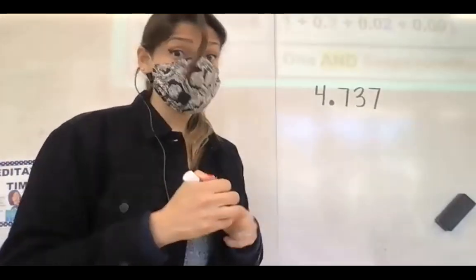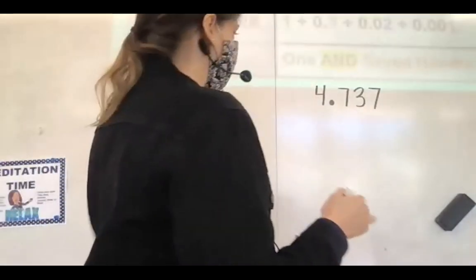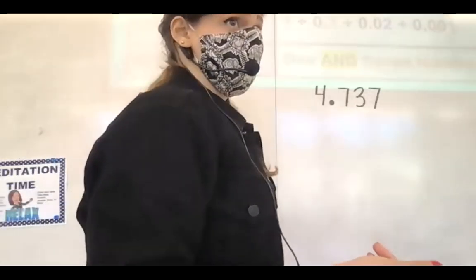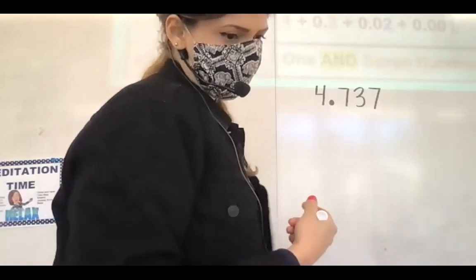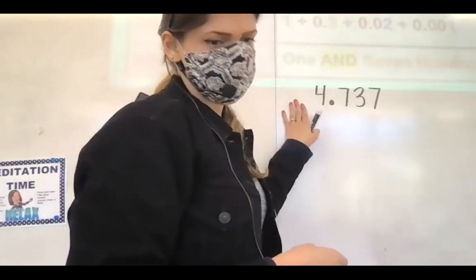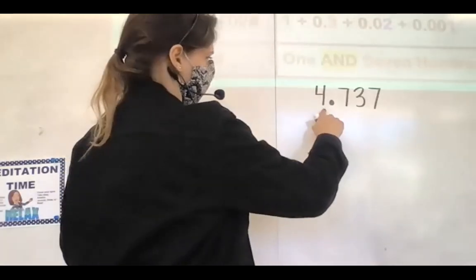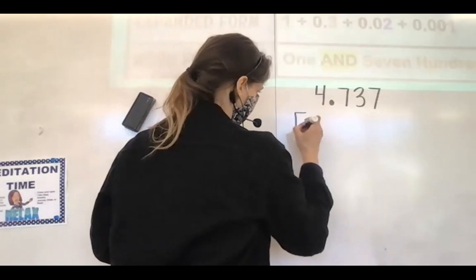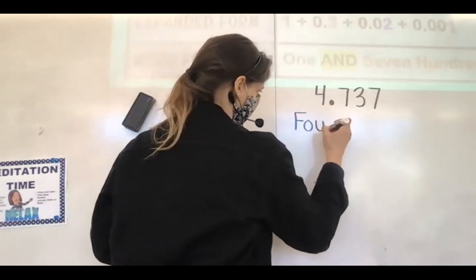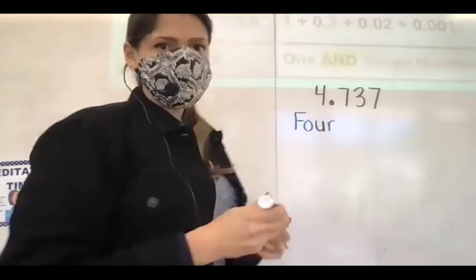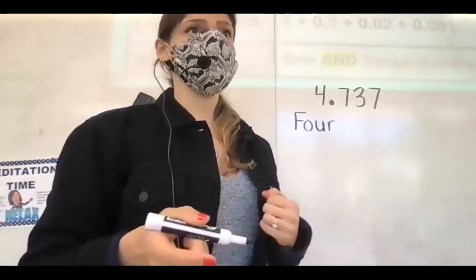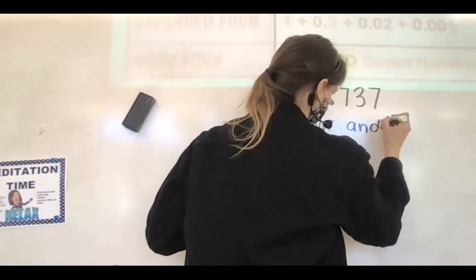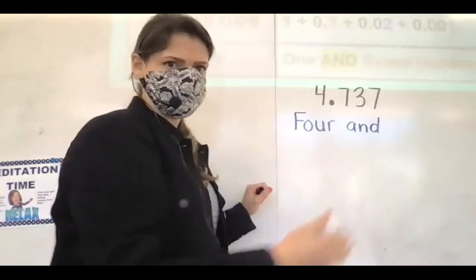Now let's work on reading this number in word form. The very first thing I read, I need to see if there are any whole numbers. Are there any whole numbers in this decimal? Yes. Right here. What is the value of this? 4. It is in the ones place, so we write 4. When I say decimal, you say and. Decimal. And. All right, 4 and. Now I know that I'm going into my decimal place value system.